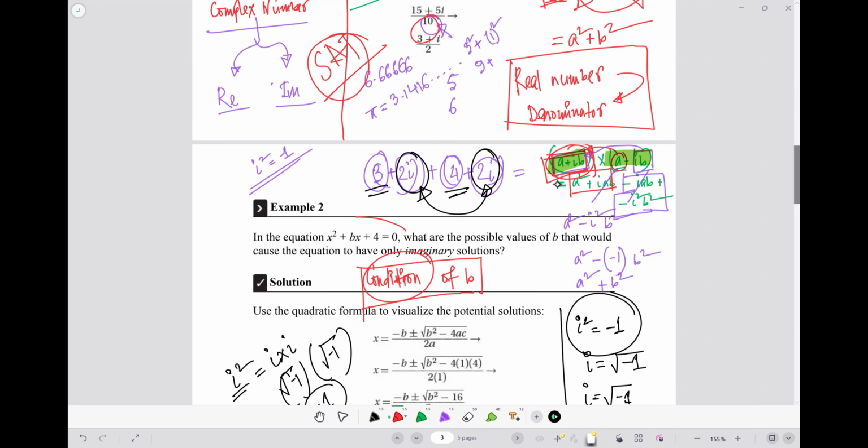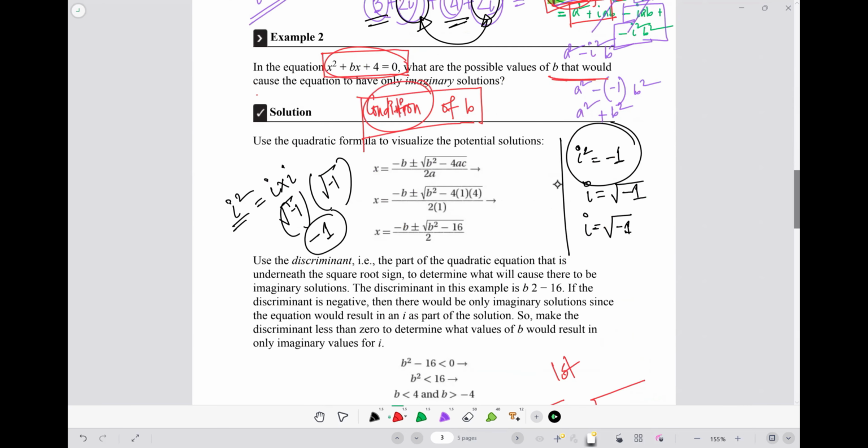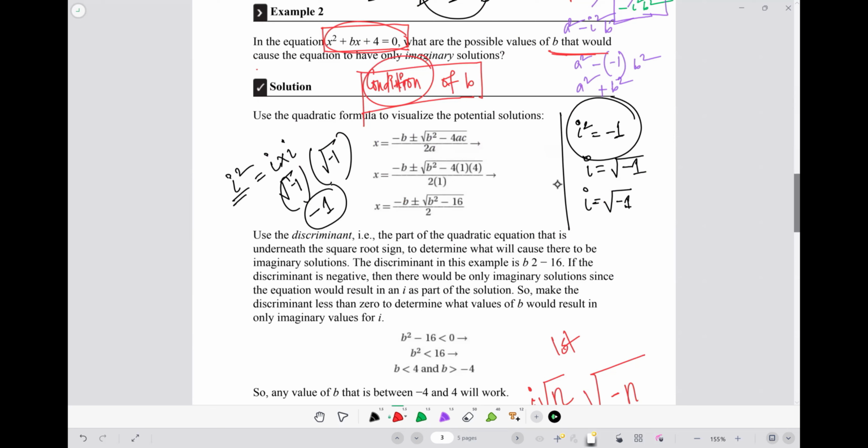To do it, you first need to use the quadratic formula, and then break it down and tell what values of b are affected, what values of b cause imaginary solutions. And look at how they're solving this problem. This is a nice problem, to be very honest.